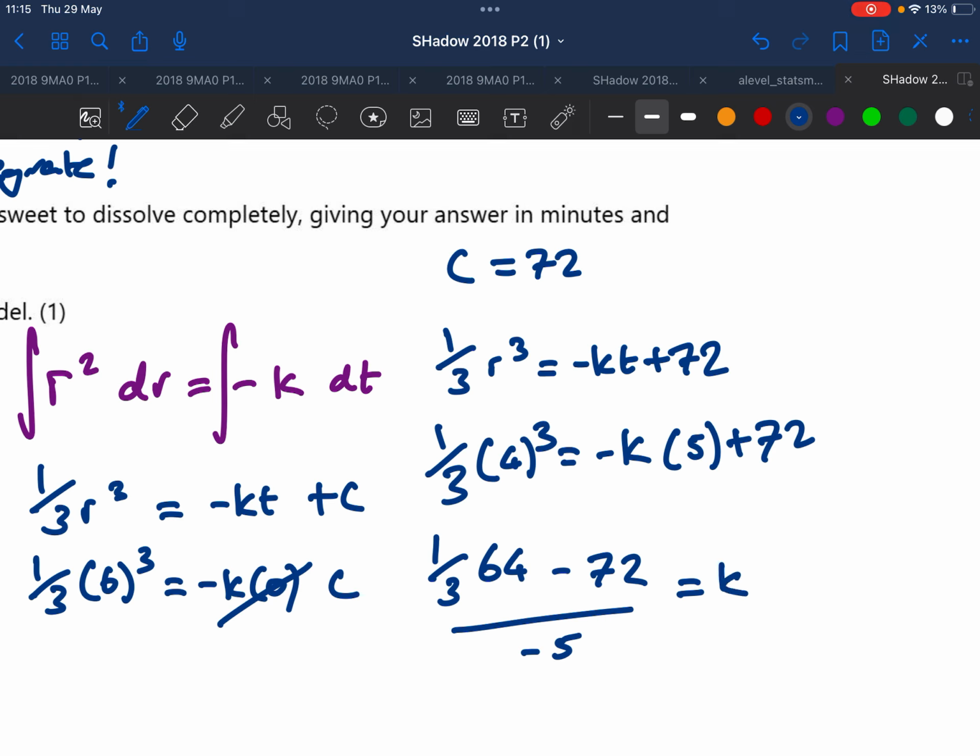So I could just do 64 divided by 3, minus 72 divided by minus 5. So that actually gives me a fraction, doesn't it? Okay, hang on, I'm going to do this one properly. We're going to leave it in fraction form. So 64, take away 72 and divide it by minus 5. Gives me 152 over 15.